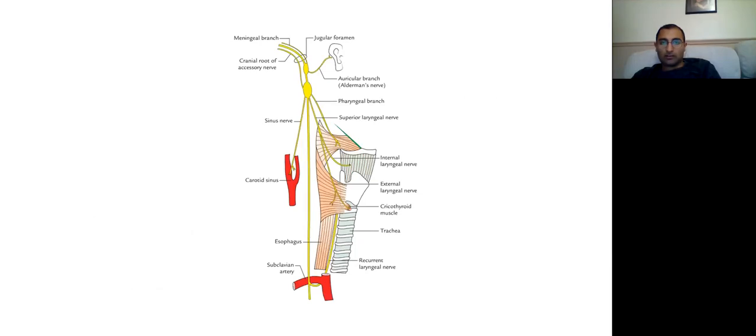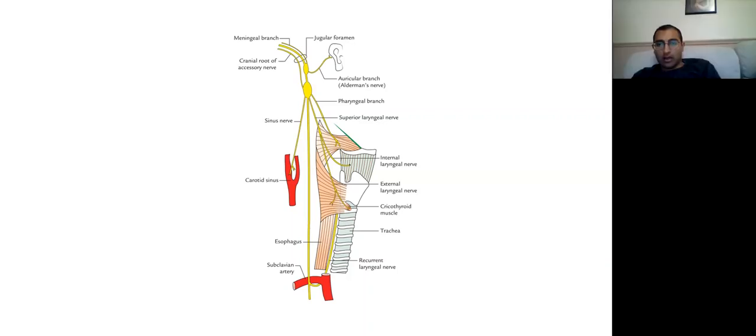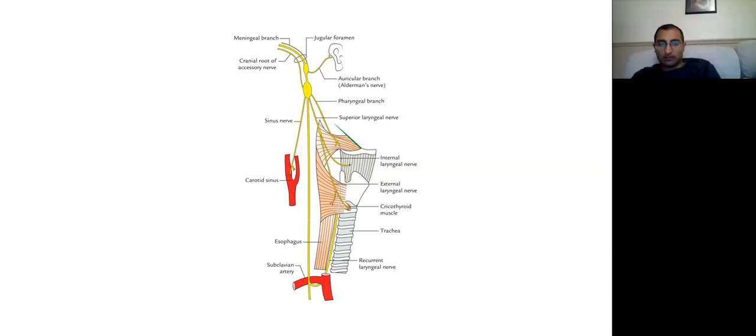So the vagus nerve is an interesting nerve. It's quite a long nerve. It's got a few branches. There's the auricular branch. It's got the pharyngeal branch, and then you've got your superior laryngeal nerve, and that splits up into the internal and external laryngeal nerve. And then you've got your recurrent laryngeal nerve. And then you've got your sinus nerve.